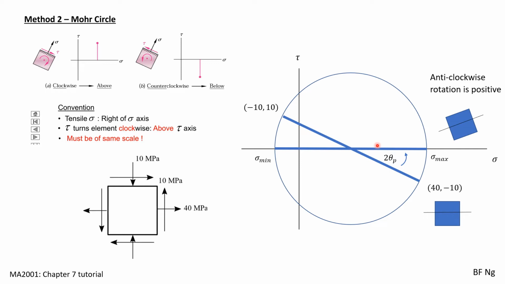We can also get the value of sigma maximum and sigma minimum. We can use a ruler and protractor to measure.